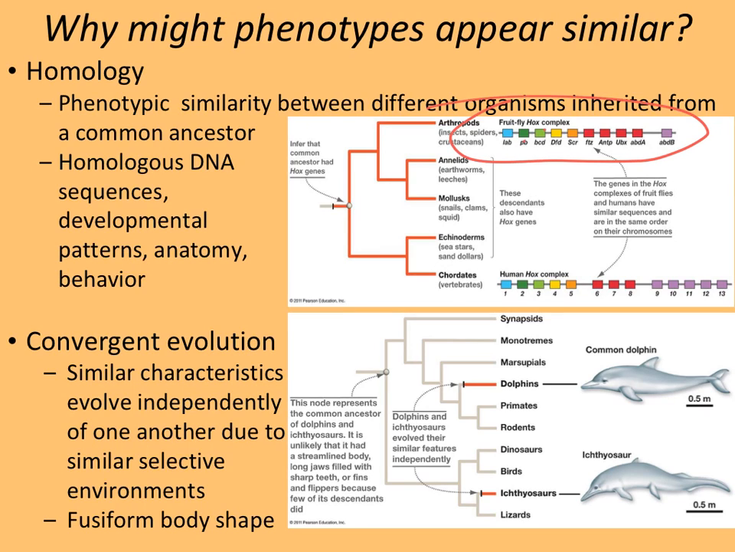In this case, these are fruit flies. And then down here, we have humans, they're vertebrates, right? Well, they have the same Hox genes, right? Same color, same genes from the same ancestor. Okay? So even though fruit flies look very different compared to humans, we still use the same genes in terms of development and body plan and things like that.